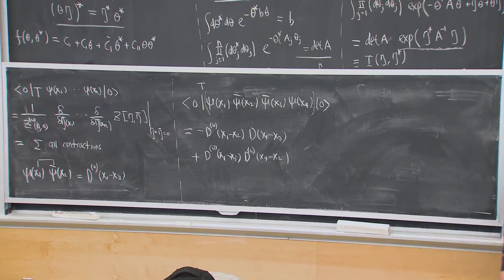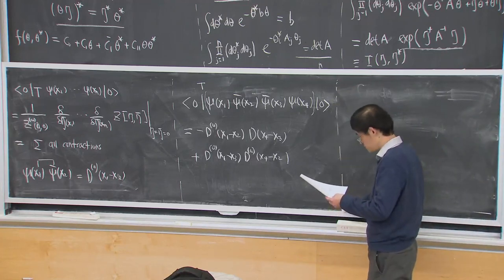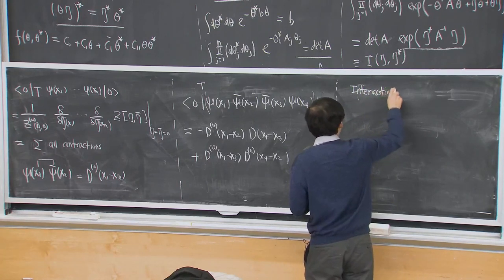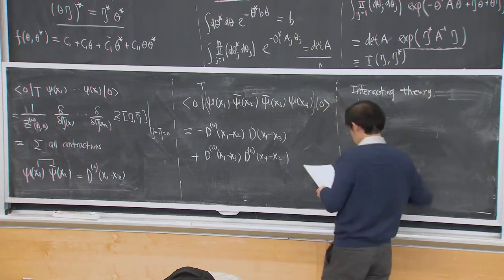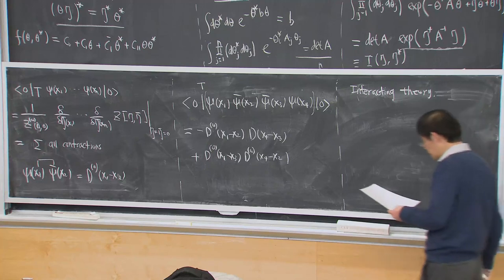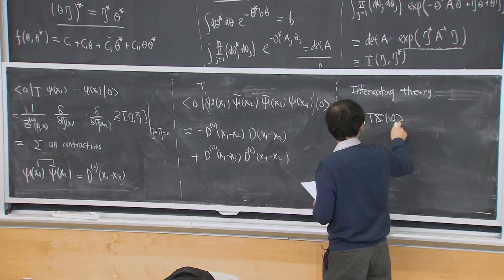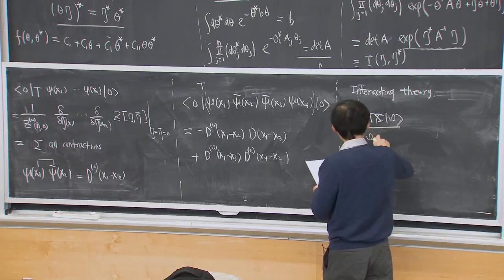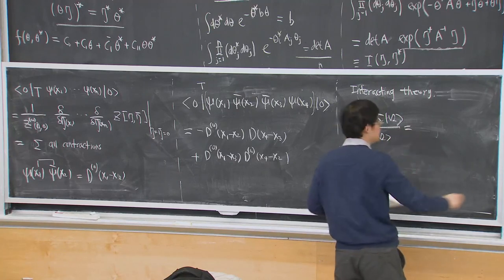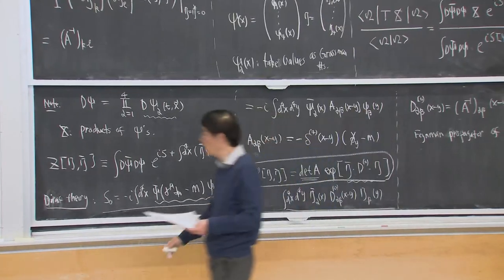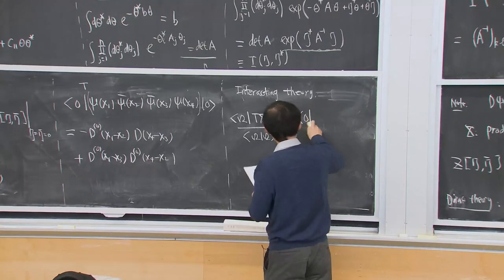Any questions on this? Other than that, everything is the same as before. Now you can also do the interacting theory. Say now the correlation function in the interacting theory, divided by omega. And now we just do perturbation theory, and then we can write it as the correlation functions in the free theory.